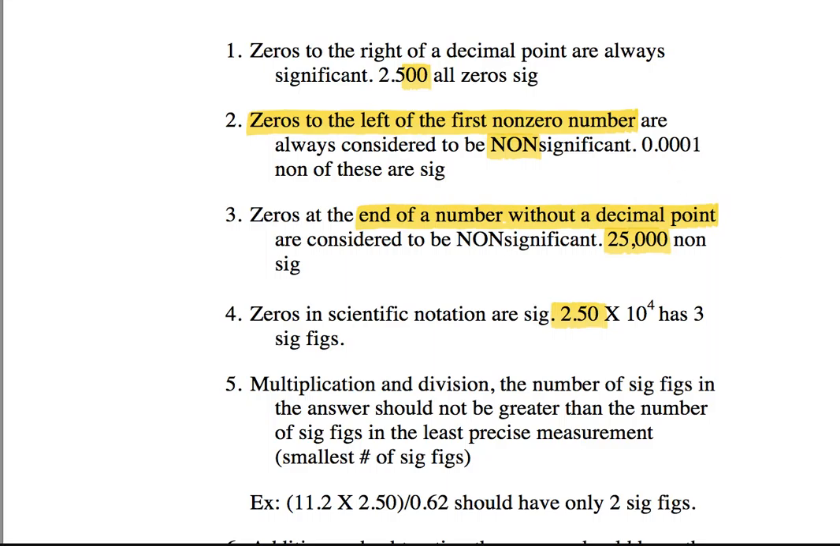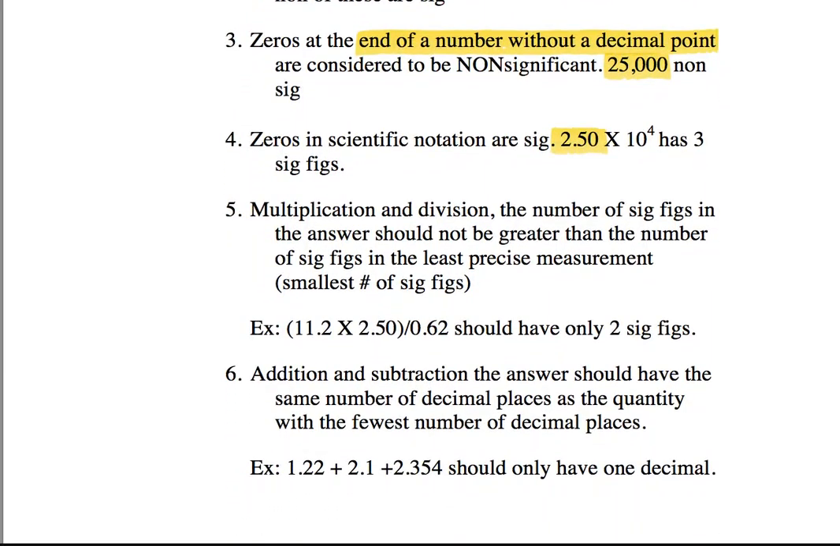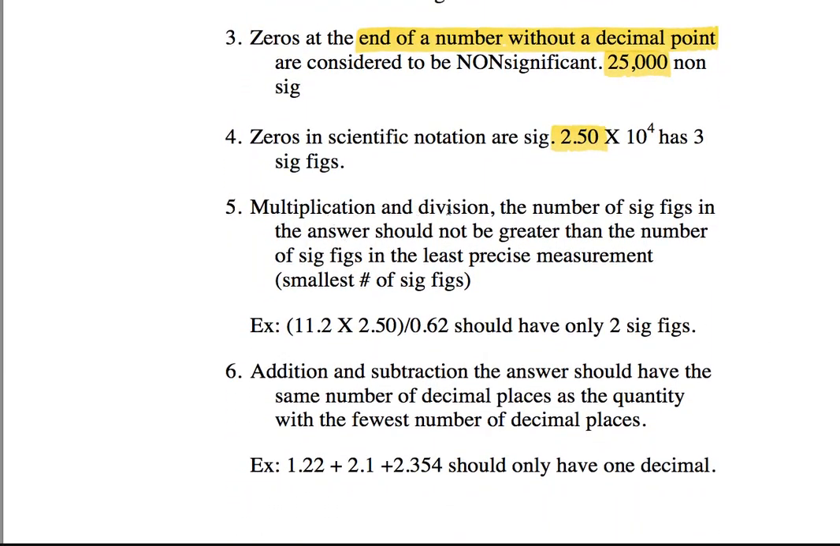Okay? And then whenever you're doing operations, we have multiplication, division of numbers. You look for the smallest number of sig figs in the problem given. Okay, so this one has 3. This one also has 3 because of that trailing zero, and this one has 2. So because 2 is the smallest number of sig figs, your answer should only have 2 sig figs.